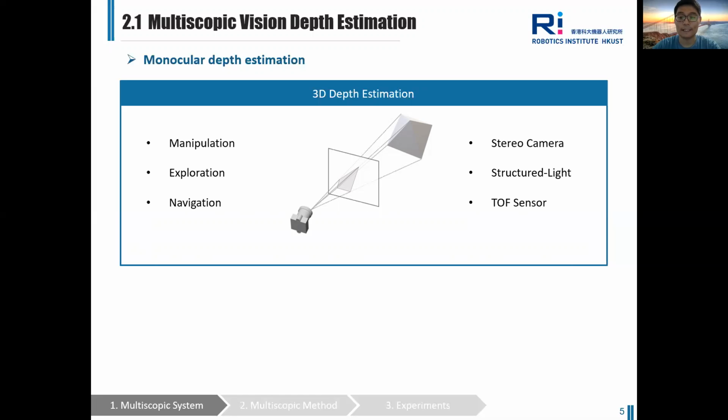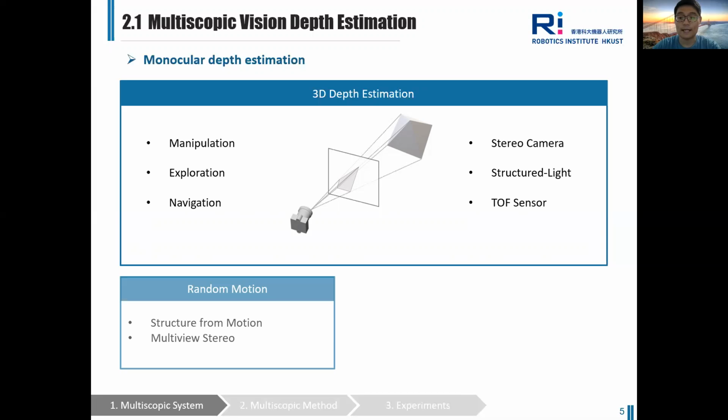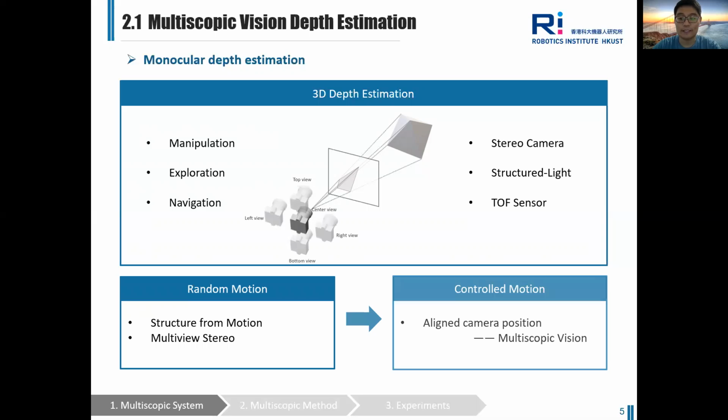Researchers have been working on depth estimation with a monocular RGB camera for a long time, but the accuracy is not that high. Almost all prior works on monocular depth estimation assume passive sensing, that means camera motion is uncontrollable, such as structure from motion or multi-view stereo. We are wondering if we can obtain more accurate depth estimation with a single RGB camera combined with controlled motion.